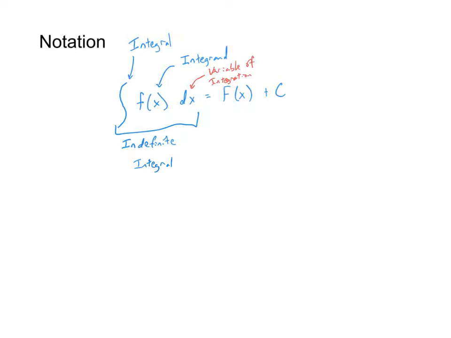Okay, so now more terms and notation to throw at you. On the right-hand side of the equal sign here, that capital F of x plus c is called the antiderivative. It's the antiderivative, all right? And then the c that I mentioned on the previous slide is the constant of integration.